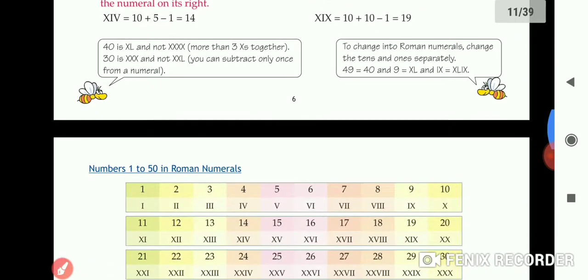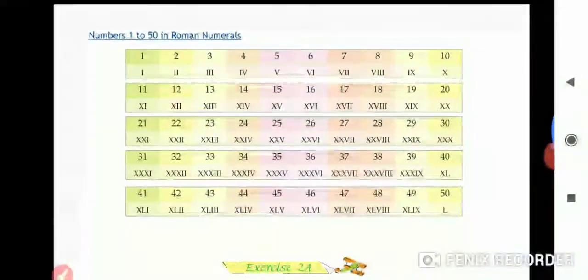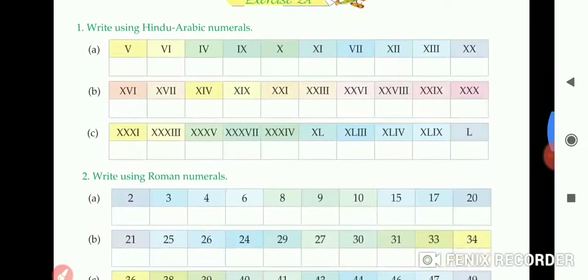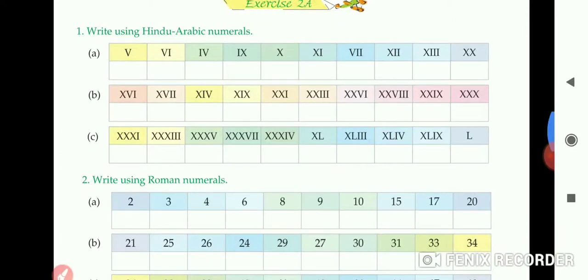Now move to the next page. How to write the Roman numbers. Roman numbers from 1 to 50 are given, showing how we can write these Roman numbers. Now come to exercise 2A. Question number 1. Write using Hindu Arabic numerals. Roman numbers are given and we have to identify which number it is.